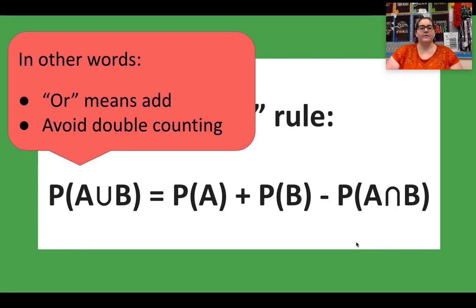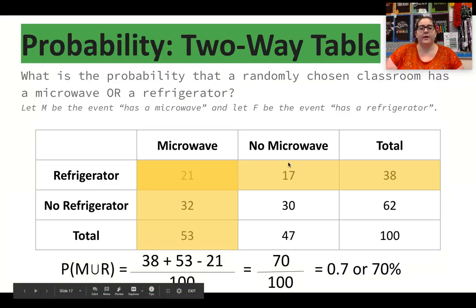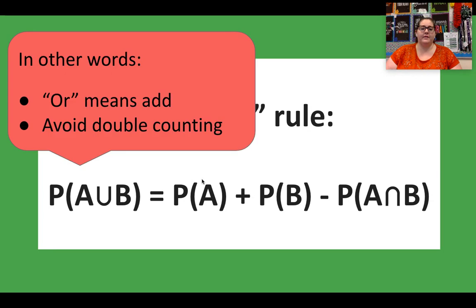So in other words, right, "or" means add. We add or union the probabilities together, but we have to avoid double counting, right? So that overlapped area is part of the A and part of the B. It's counted in both, so I have to subtract it once so that we're not double counting it. So that's essentially what our rule says, and we saw that with our example here. We have 38 plus 53, but we didn't want to count the 21 twice, so we subtracted them. And that's where we got our final answer.